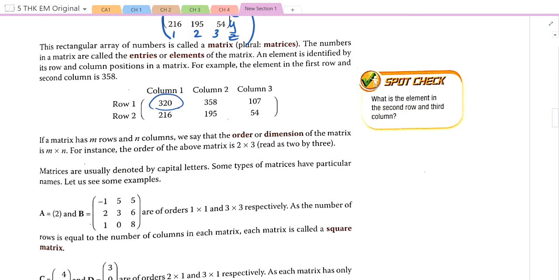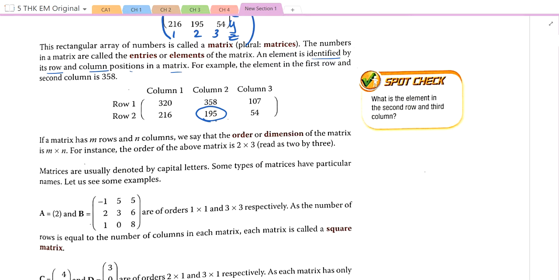The numbers, all these things inside, are known as elements. Okay, elements or entries. Usually we use elements, and we identify an element by its row and column position in a matrix. So let's say I want you to describe this position. Okay, this is not a good example. If I want you to describe this position, how do you describe this position?